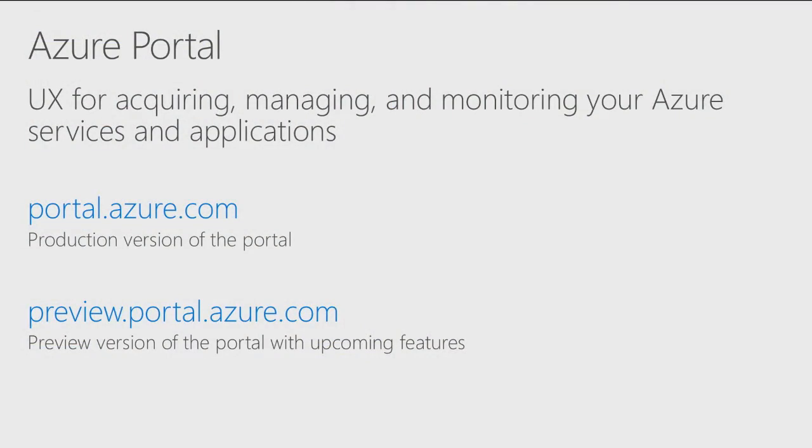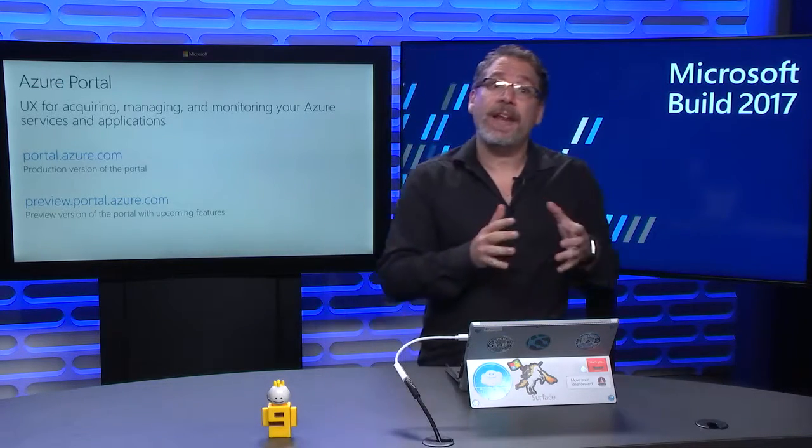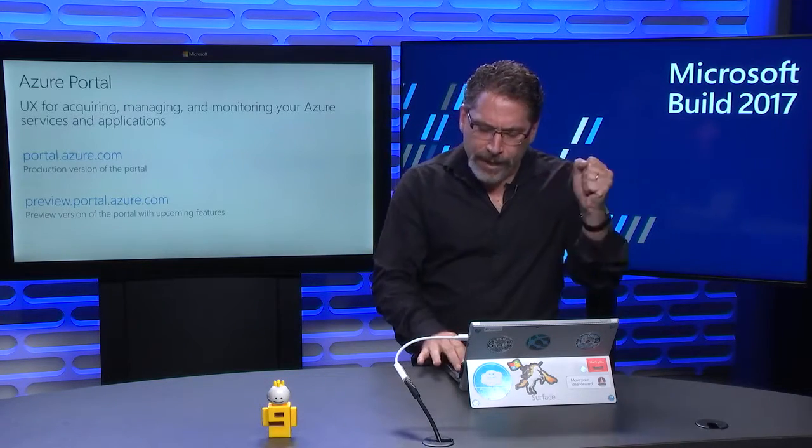So let's start from the beginning. The Azure portal is the main user experience for acquiring, managing, and monitoring your Azure resources. There are two ways in which you can access the Azure portal. One is through portal.azure.com. That's our production environment. The other option that you have is preview.portal.azure.com, and that is our preview environment, as the name implies. In that environment, you can get early access to features that we are working on, and even better, as you use those features early and you give us your feedback, you can influence their direction. So, we have two environments.